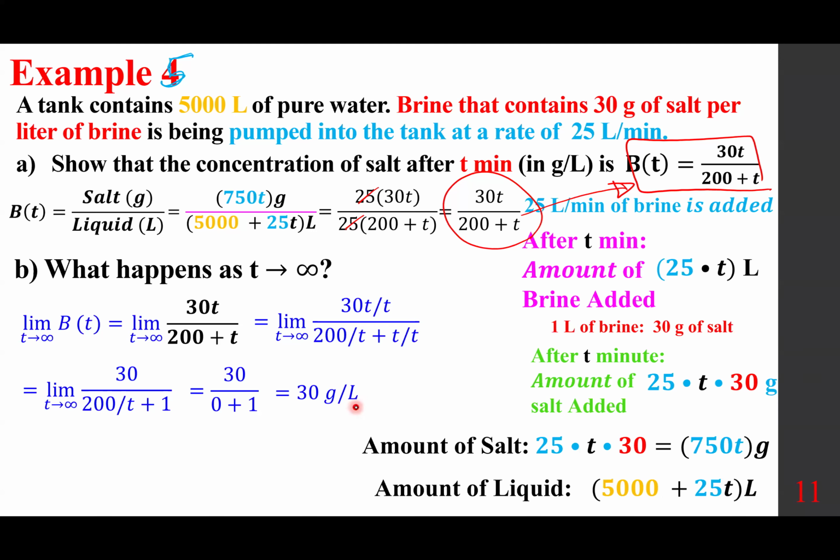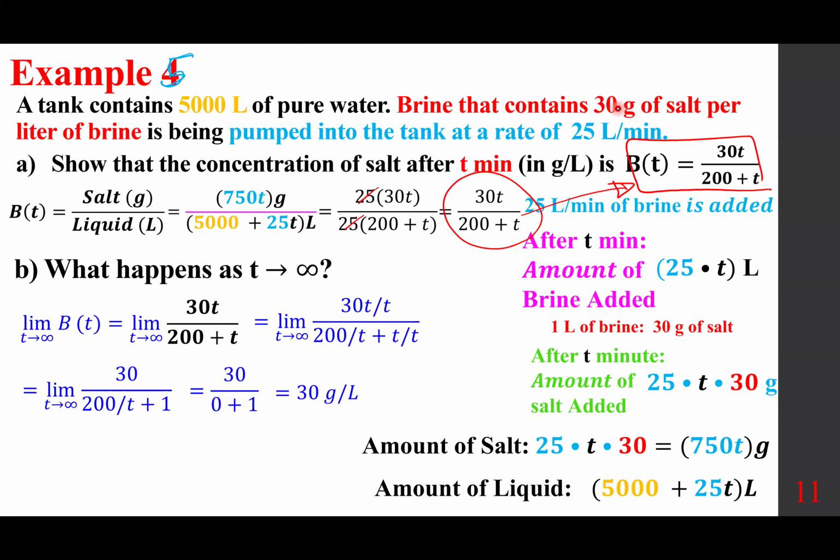Now, what is important is to understand the meaning of that, what's going on. We got the same number here. Brine contains 30 grams of salt per liter of brine, and although we have 5,000 liters of pure water, we still get the same number. Why is that?